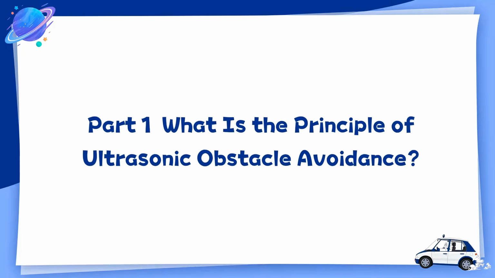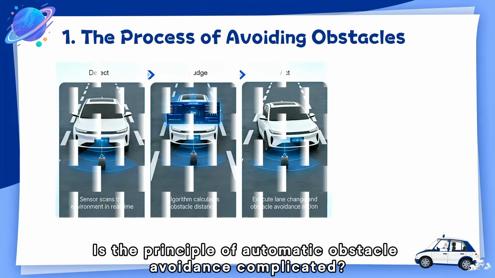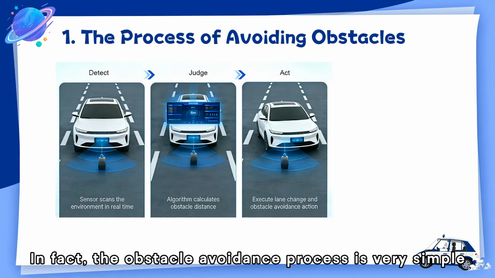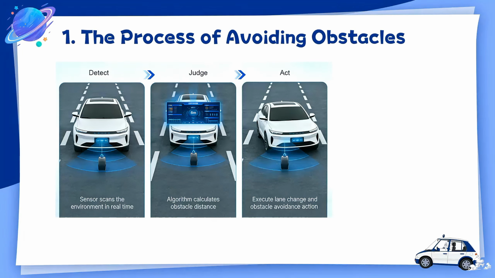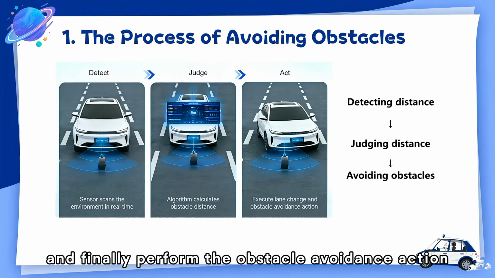Part 1. What is the principle of ultrasonic obstacle avoidance? Is the principle of automatic obstacle avoidance complicated? In fact, the obstacle avoidance process is very simple. First measure the distance, then decide whether avoidance is needed, and finally perform the obstacle avoidance action.